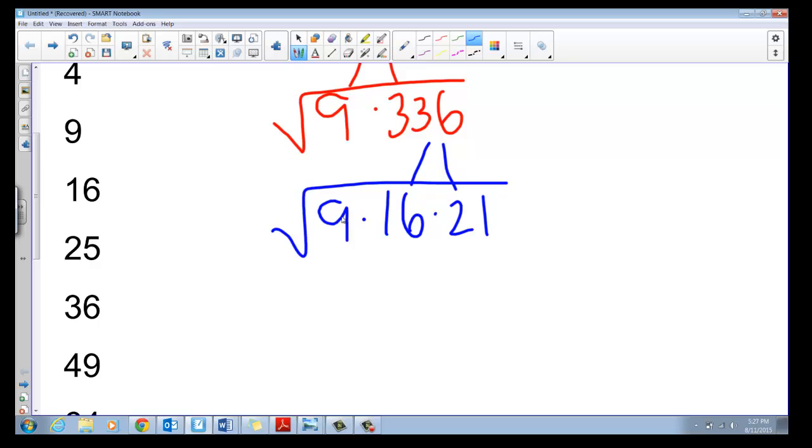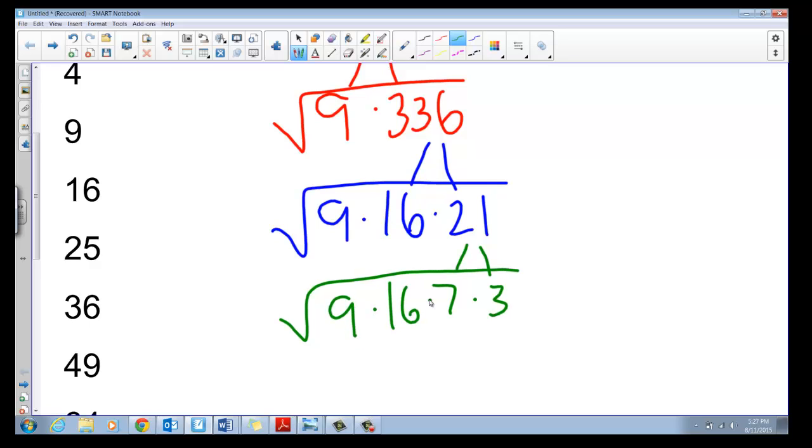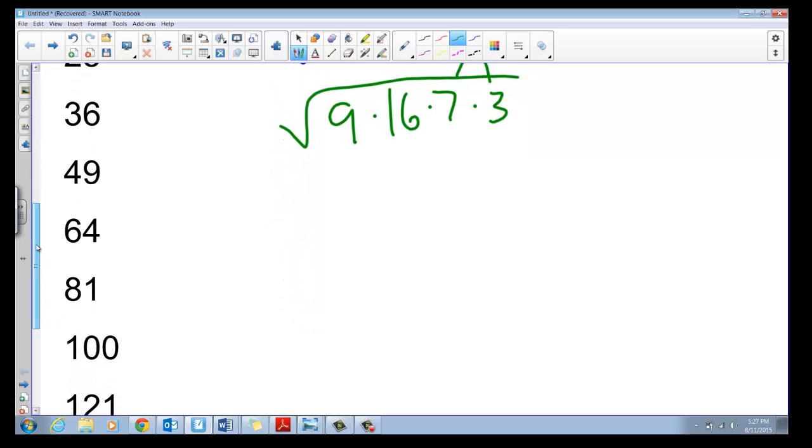So I now ask myself, do I know the square root of 9? Uh-huh. Do I know the square root of 16? Yes. Do I know the square root of 21? The answer to that should be no. So I've got 21 as the square root of 7 times 3. And of course, I've still got 9 and 16. Okay, so now is when we can start to really break this thing down.